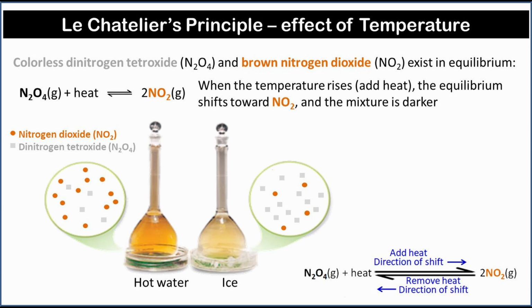Temperature or heat also affects the equilibrium. Colorless dinitrogen tetroxide and brown nitrogen dioxide exist in equilibrium. The balanced equation is shown. The reverse reaction produces heat. When adding heat, the temperature rises, the equilibrium shifts toward nitrogen dioxide, and the mixture is darker. Removing heat by cooling reduces stress, and the reverse reaction is favored.